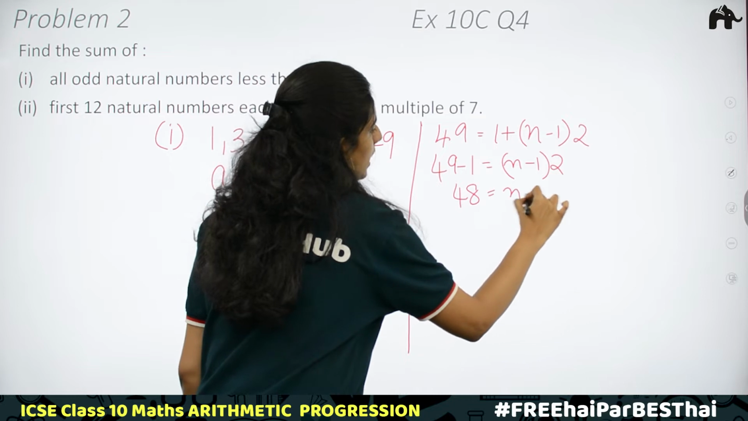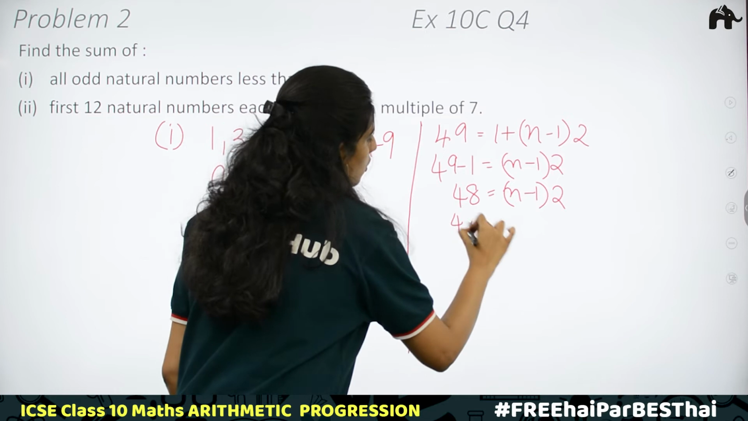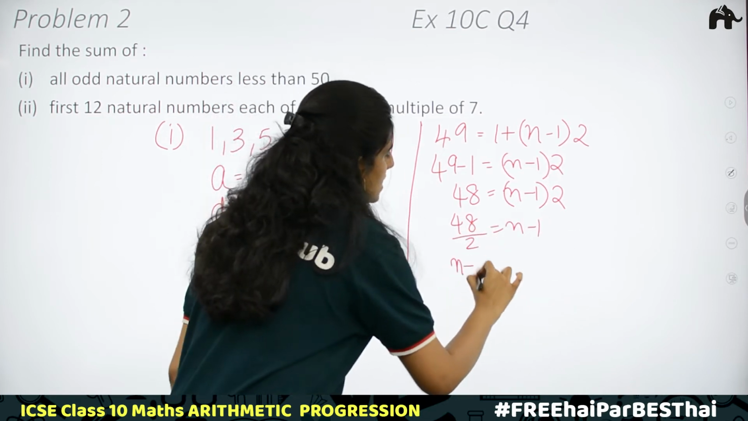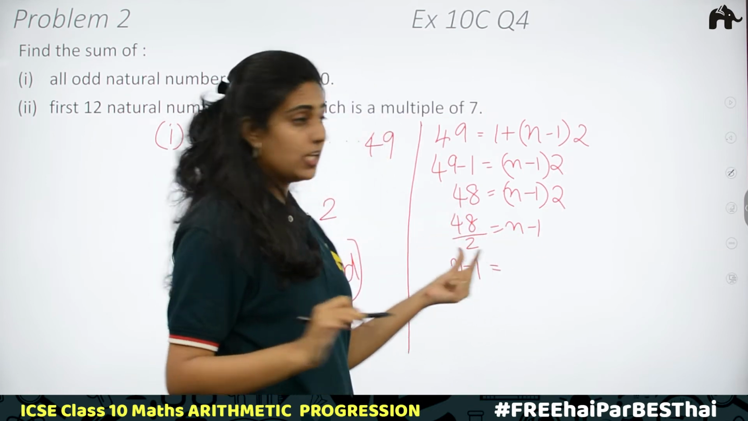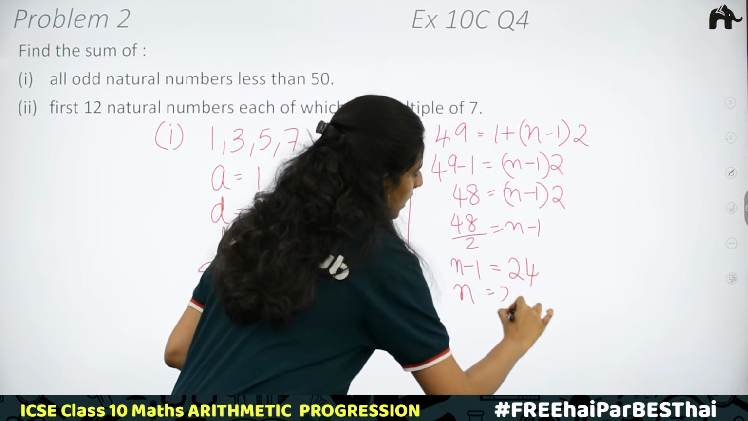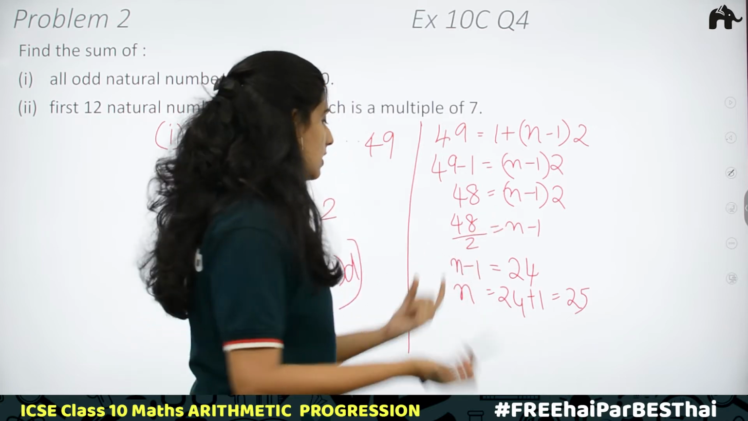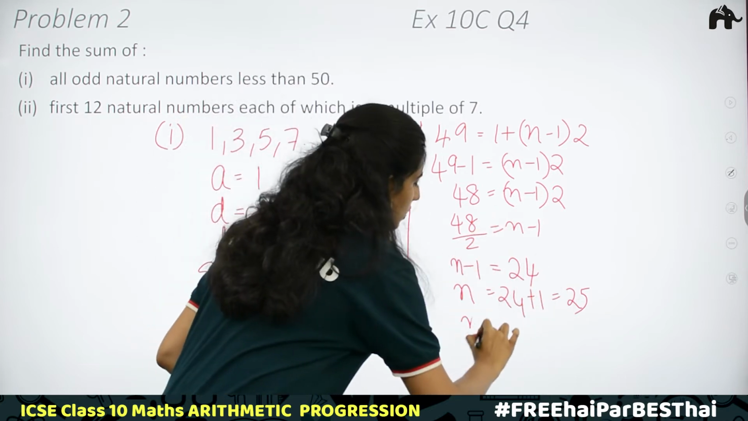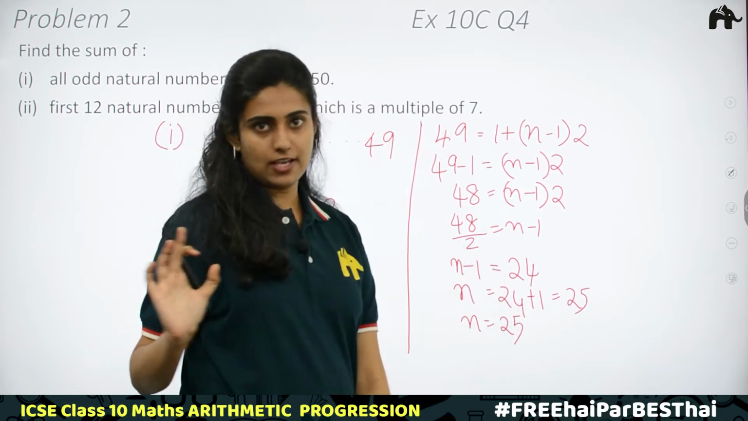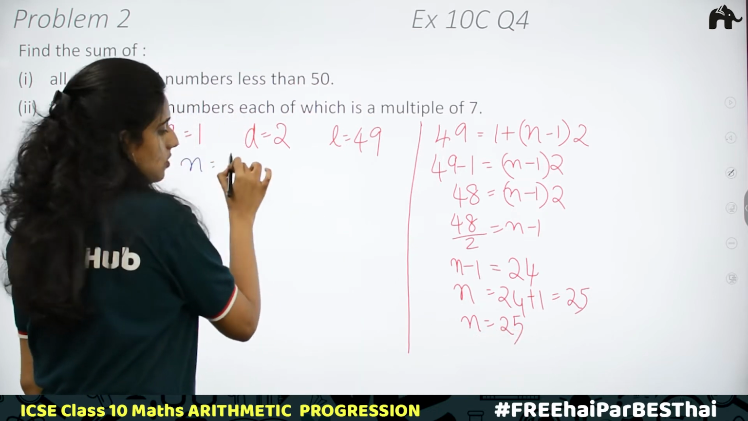48 is equal to n minus 1 into 2. Taking this 2 to the opposite side, we get 48 divided by 2 is equal to n minus 1, or n minus 1 is equal to 48 divided by 2, which is 24, and n is equal to 24 plus 1, that is 25. Taking this minus 1 to the opposite side becomes plus 1. We get n is equal to 25, which means the number of terms is equal to 25. We got the number of terms, n is equal to 25.